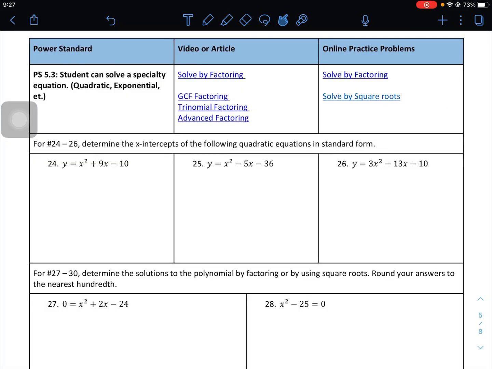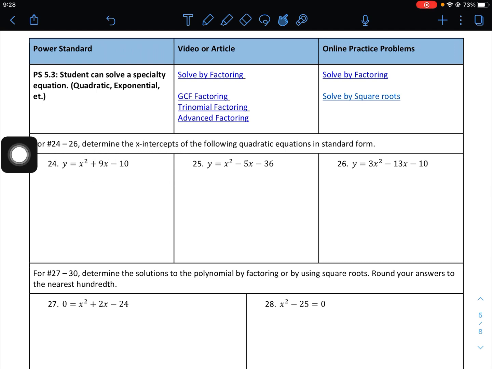When solving a quadratic equation, just like when we were looking at the key features, you want to make sure to identify the form that you're in. So are you in standard form, factored form, vertex form? And then for these, again, be sure to distinguish the difference between x-intercepts and solutions.